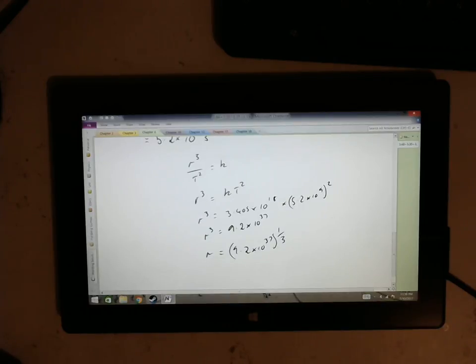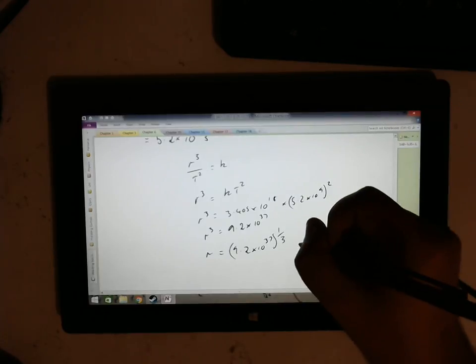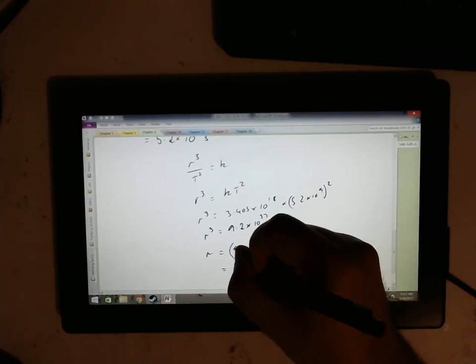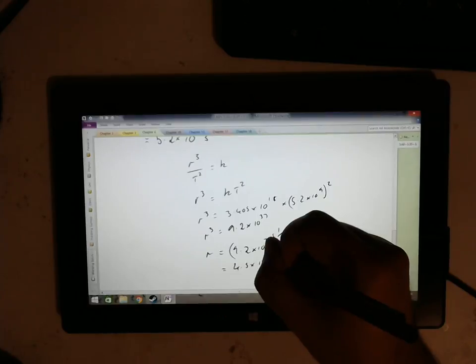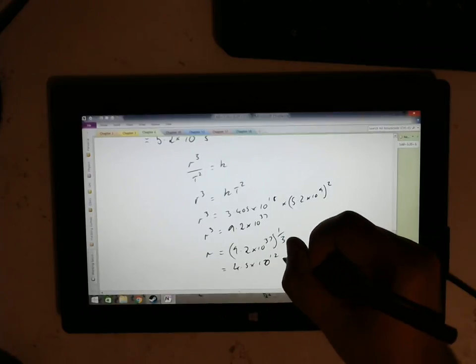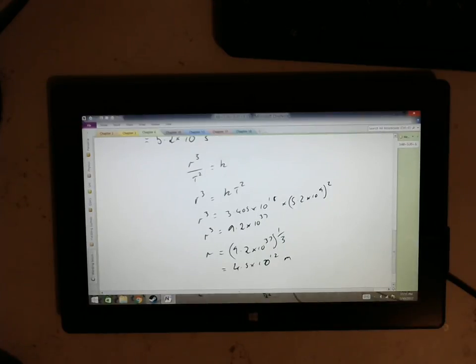Cubic root, and we get r equals 4.5 times 10 to the 12 meters, which if we looked at Uranus before was 2.87 times 10 to the 12, so again similar magnitude, just a bit bigger, so that seems to be fairly reasonable.